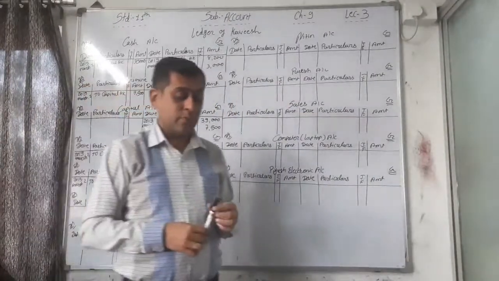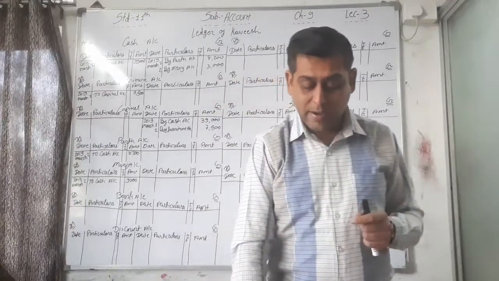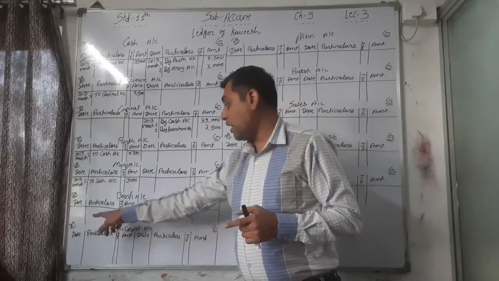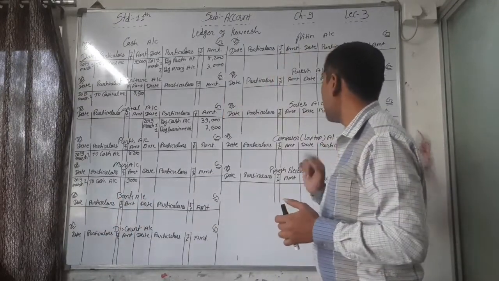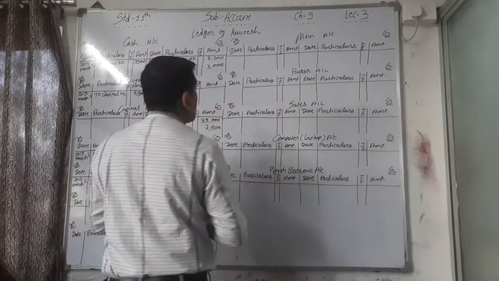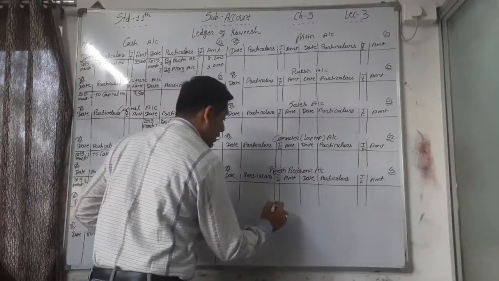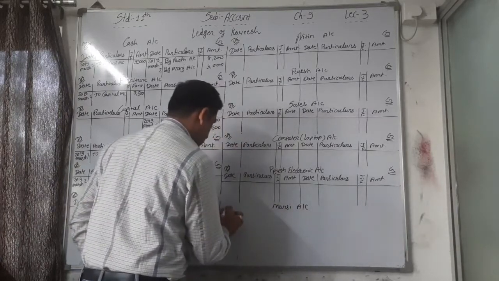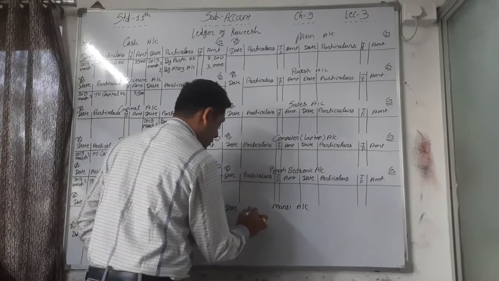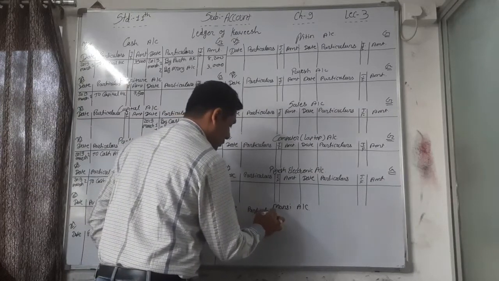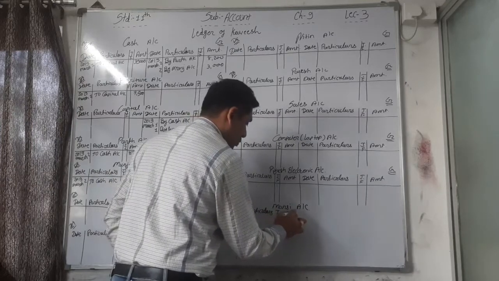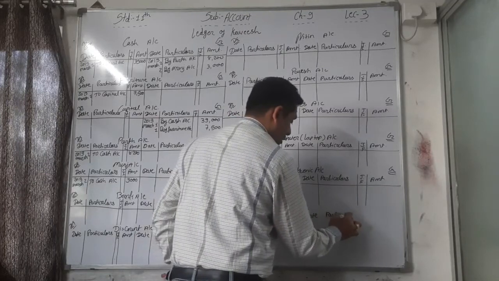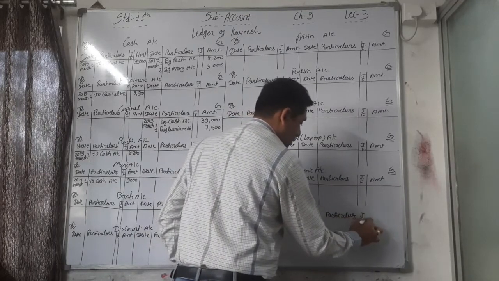Now the third transaction: bank account debit, discount account debit, to Mansi account. So bank account debit side, discount account debit side, and Mansi account. We have not prepared a Mansi account, that's why here I am preparing that. Mansi account: date, particulars, JF, amount, date, particulars, JF and amount.